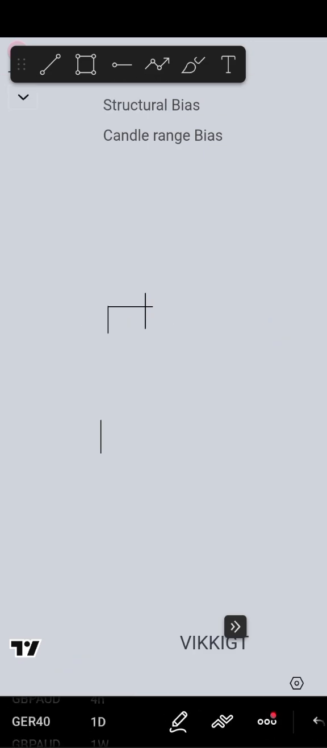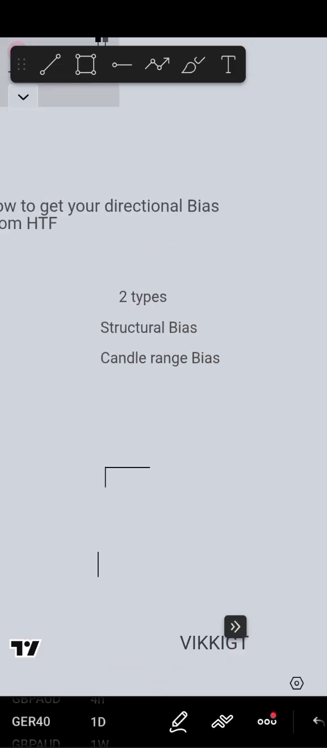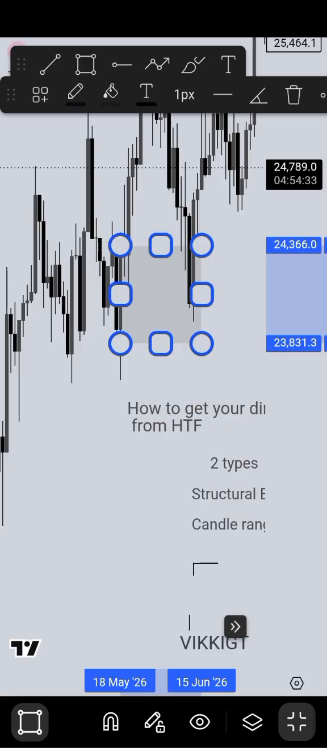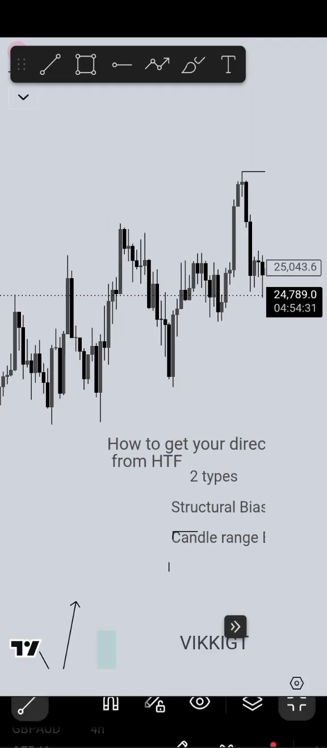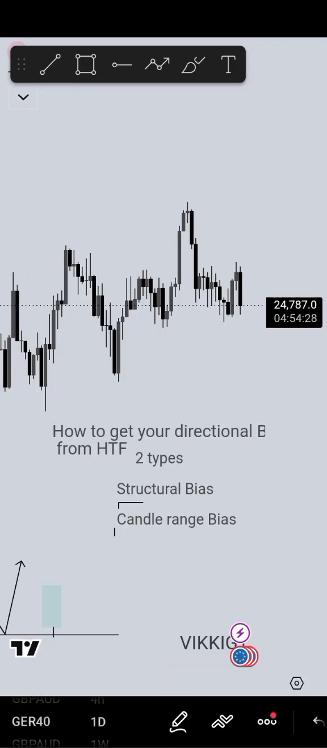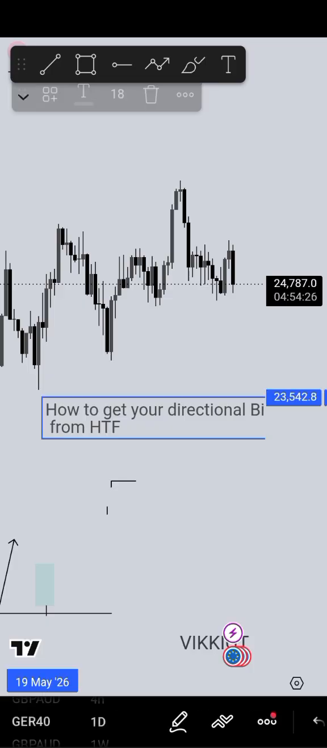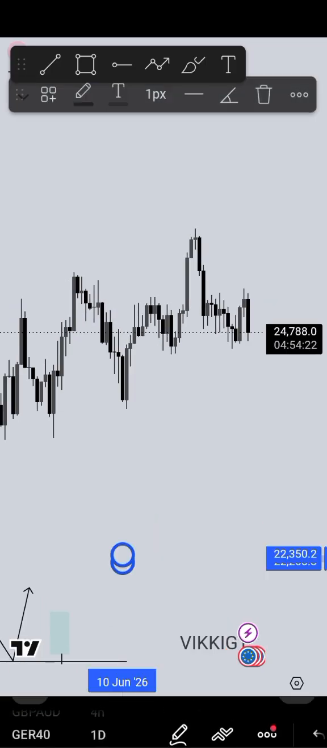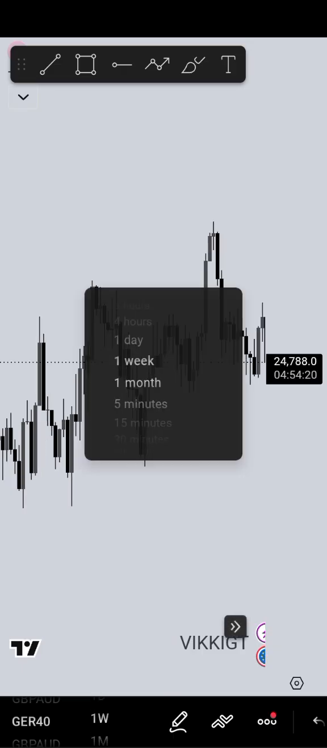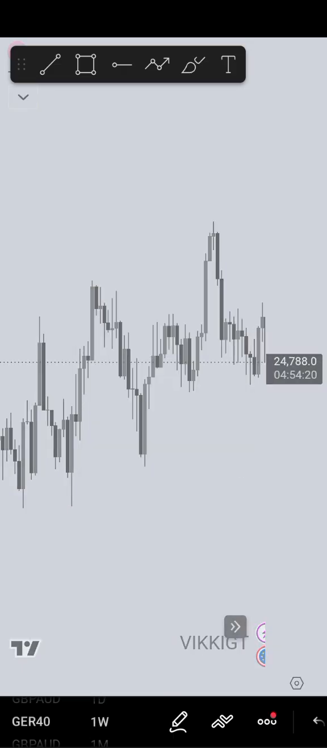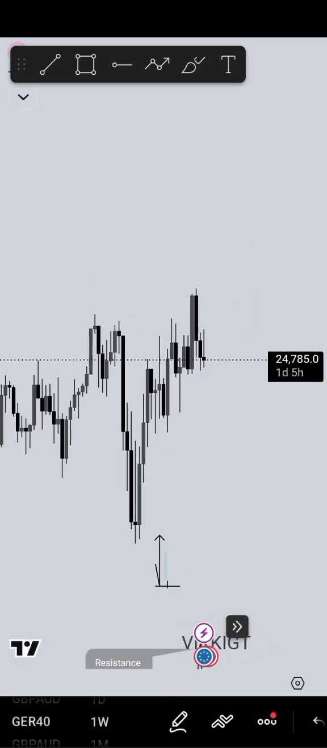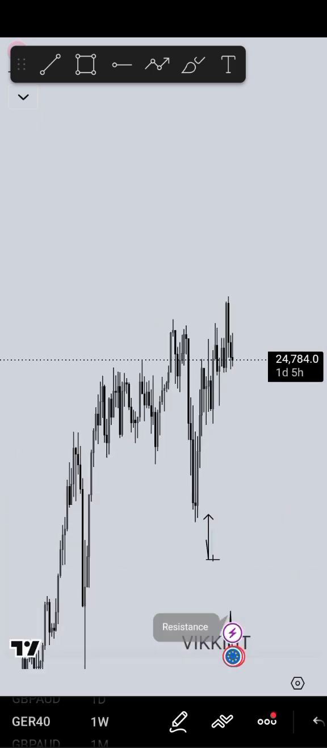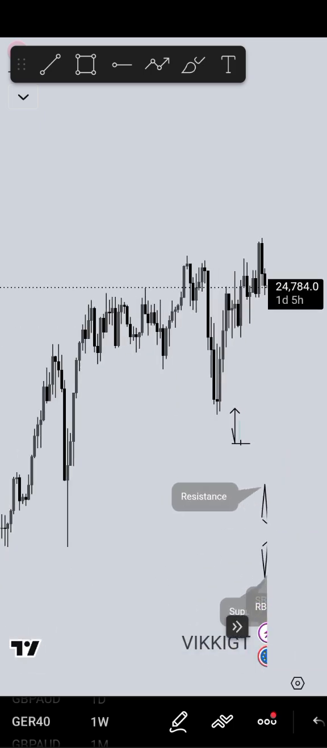So let's dive into structural bias. First of all, I start off from the weekly time frame. So from the weekly time frame, you check for your market trend. That is marking out your break of structures to the upside or break of structures to the downside, depending on the trend that you are in.